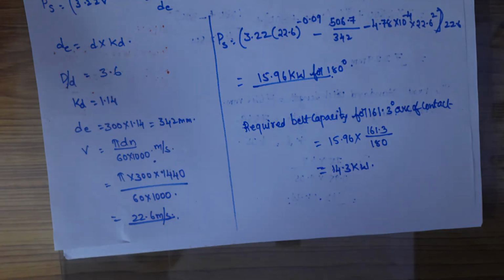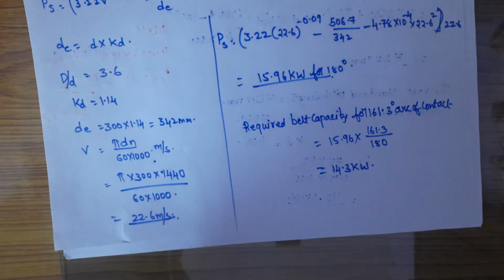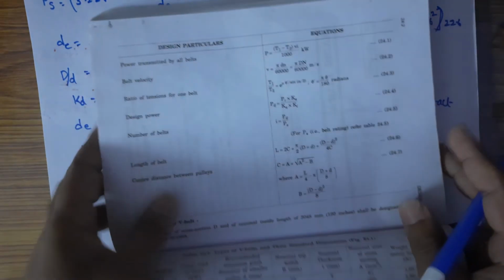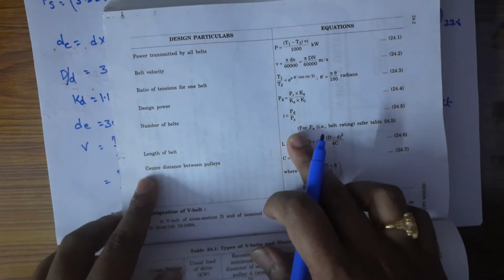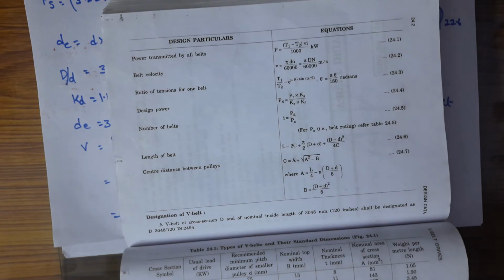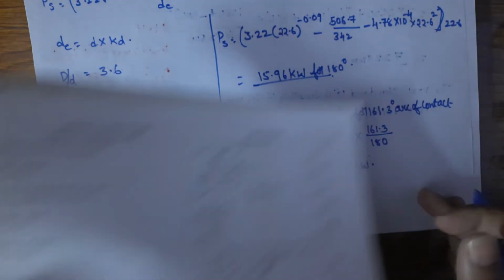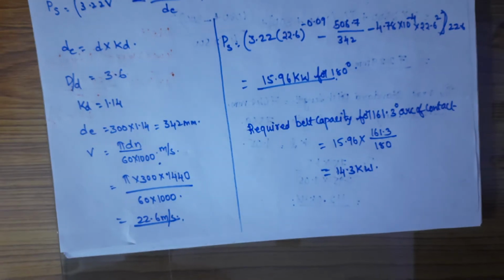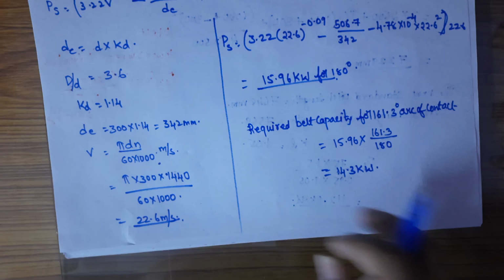Now we have to find the number of belts. So the number of belts can be found out by the formula I is equal to PD by PS. So that is design power by belt rating. Okay, so the belt rating that we have got is 14.3. Okay, that is the belt capacity.